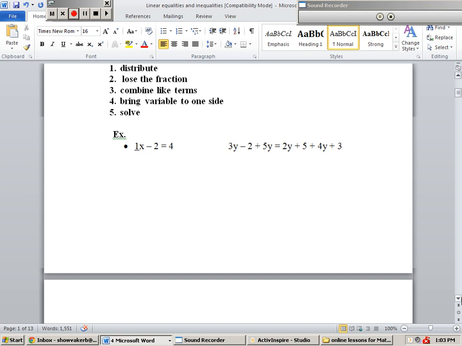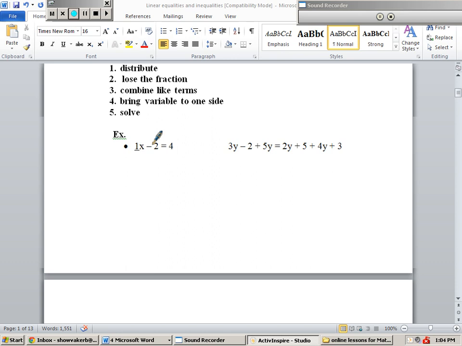This third one is combine like terms. Like terms are terms on the same side of the equation that can be combined. On this side, there's nothing I can combine, and on this side, there's nothing I can combine. But on this side, I have something to combine, and on this side, I have things to combine. So I will be doing step 3 on the second one. On step 4, bring the variable to one side. On this first one, the variable is already sitting on one side. So my step is to solve. I skipped steps 1, 2, 3, and 4, and I'm getting straight to 5.